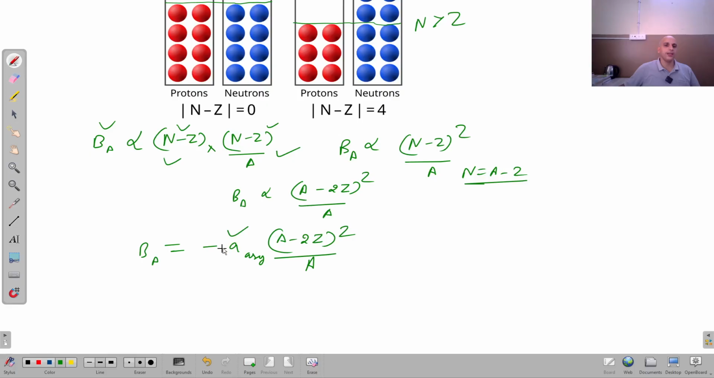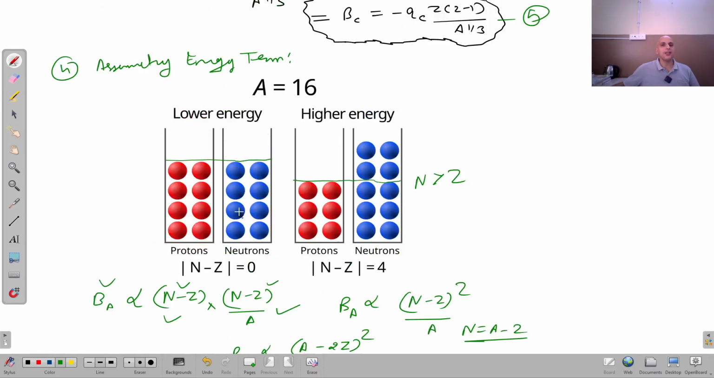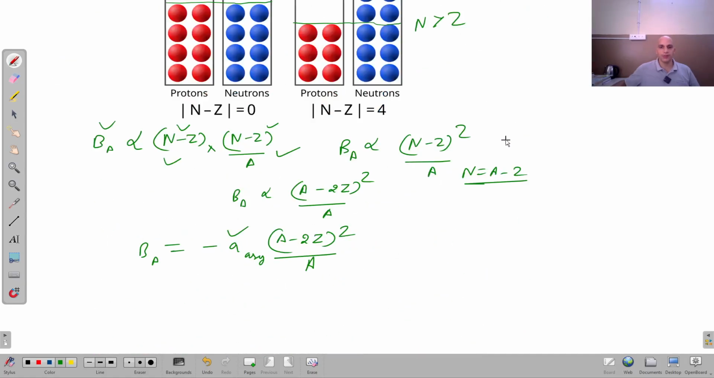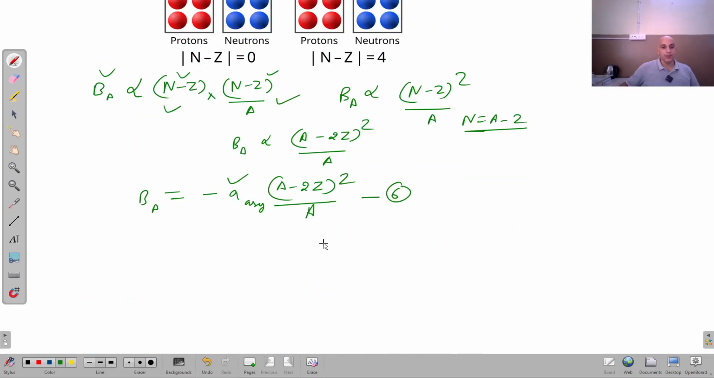Again, this term is taken as negative, I told you, because it is reducing the stability of the atomic nucleus. So this is equation number 5, this is equation number 6. Now I am coming to the last term, that is the fifth one, the pairing energy term.